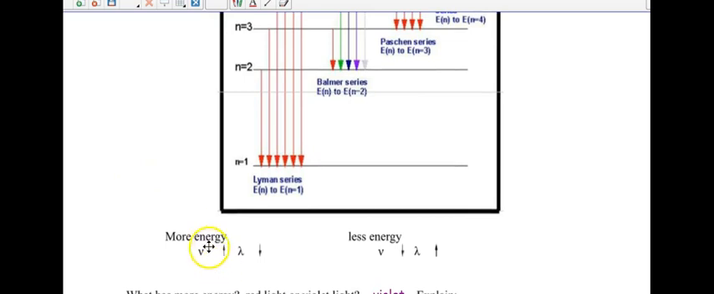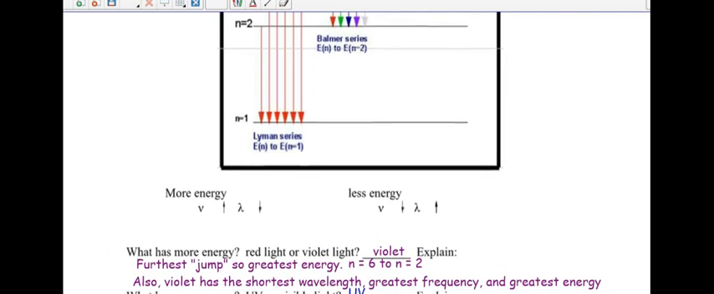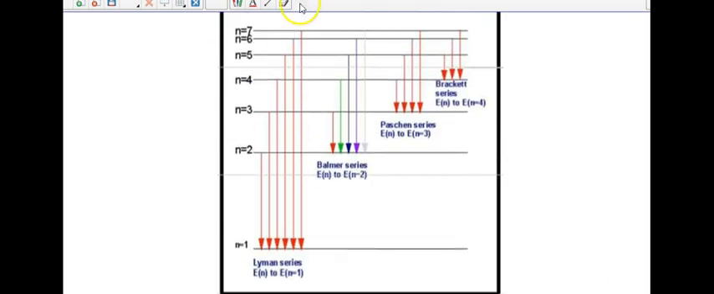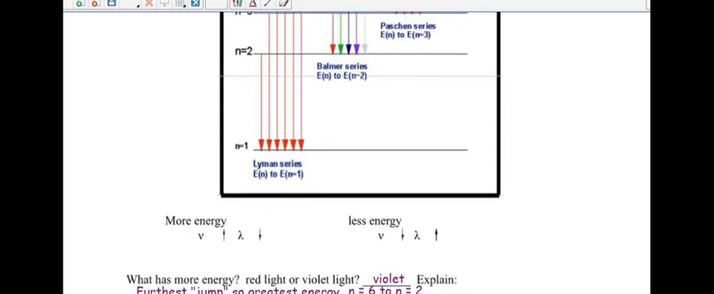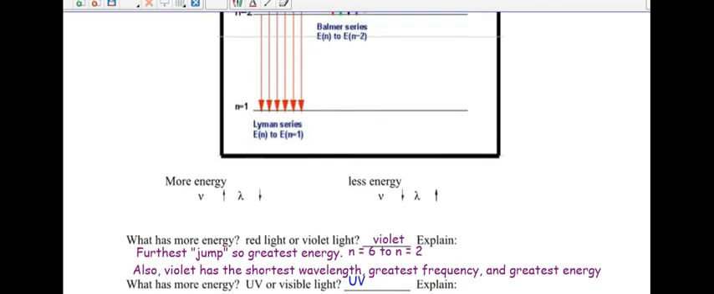So let's scroll down a little bit. The more energy, you have a greater frequency and a smaller wavelength. This is important. Less energy has the lower frequency and a greater wavelength. So which has more energy, red light or violet? It's violet, because it's jumping from n equals 6 down to n equals 2. That's a much bigger jump than n equals 3 to n equals 2. Those jumps represent energy. Also, violet has the shortest wavelength, that 410, greater frequency and greatest energy.